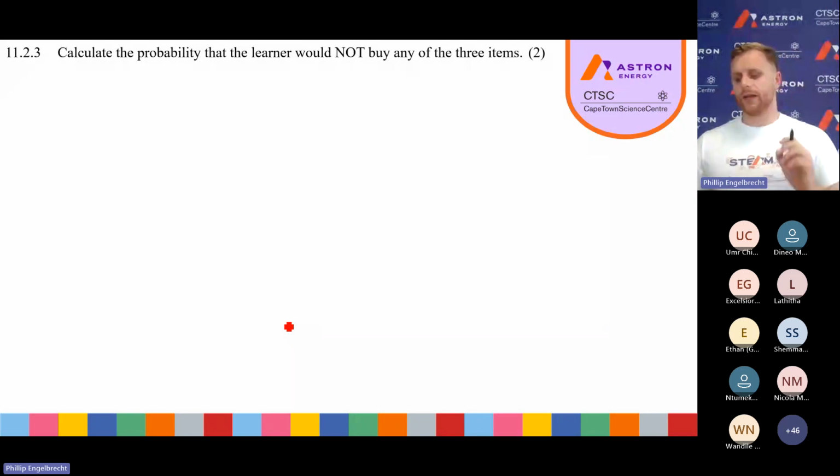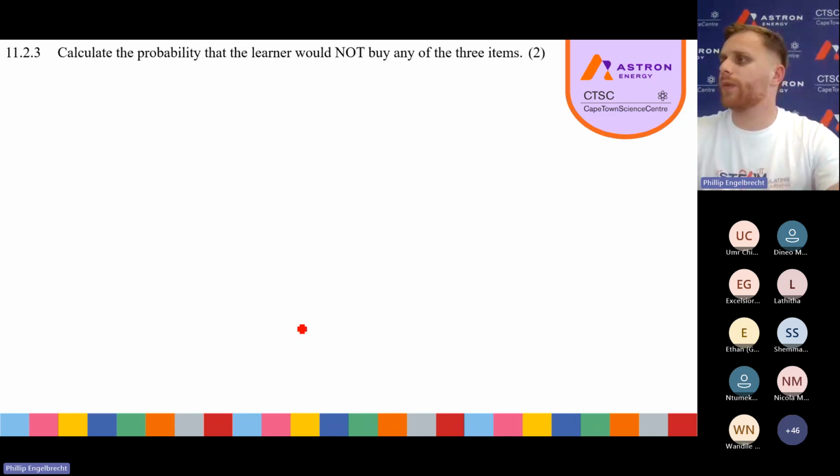Now it says, calculate the probability that the learner will not buy any of these items. Can you guys please tell me what that answer is? You guys have 1 minute to do so. Okay, so what is the probability that this person does not want to buy any of the items? I'll give you 2 minutes to try and answer that.